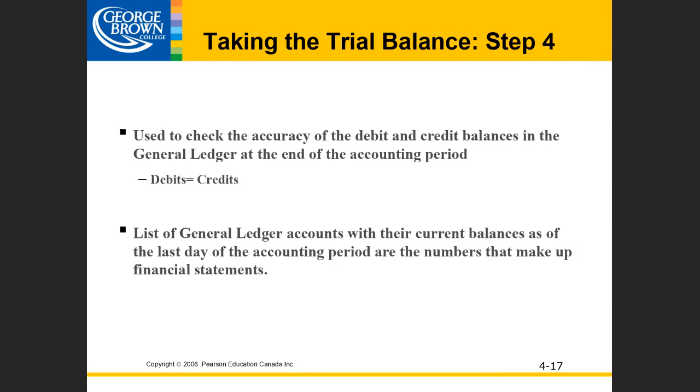The trial balance lists all of the general ledger accounts with their current balances as of the last day of the accounting period. And those numbers will eventually make up financial statements, but we still have to make adjustments and closing entries, okay? And if our debits and our credits on our trial balance balance, then Yahtzee, we've done everything correctly, or at least mostly correctly. There can still be some errors.